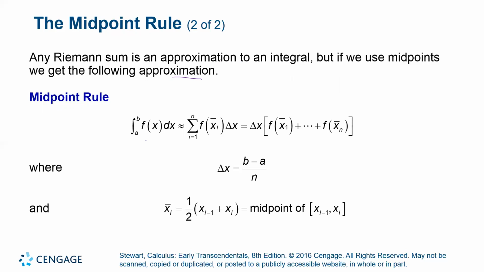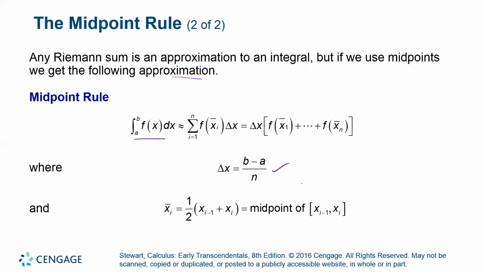So the same definite integral is approximately equal to the sum from i equals 1 to n of f of x bar i times delta x, where your x bar i is the average of each subinterval, the midpoint. Delta x is the same.